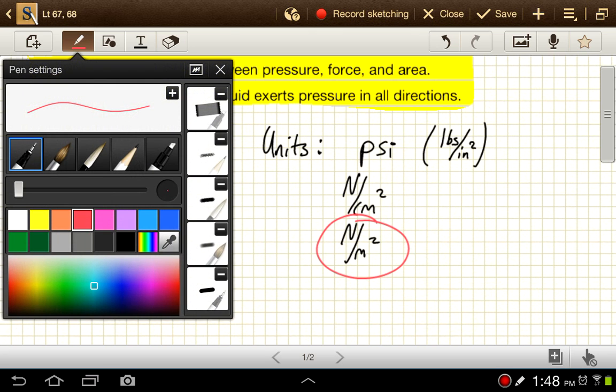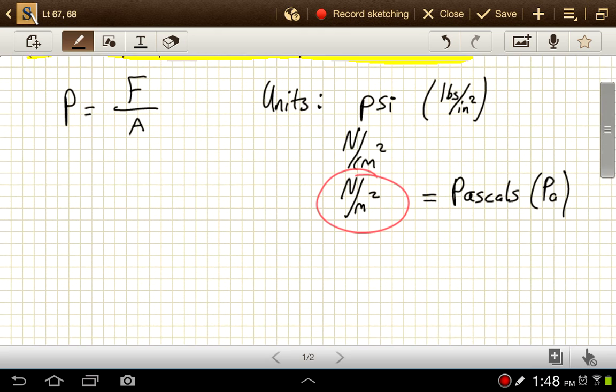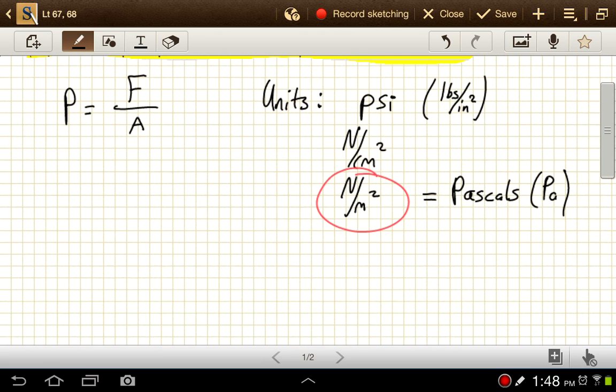Newtons per square meter, by the way, has an abbreviation, which is pascals, P-A-S-C-A-L-S, or just capital P, lowercase a, when we want to abbreviate it. So if I said there's 20 pascals of pressure, that's exactly the same as 20 newtons per square meter of pressure. And then another common one that we'll see are atmospheres.